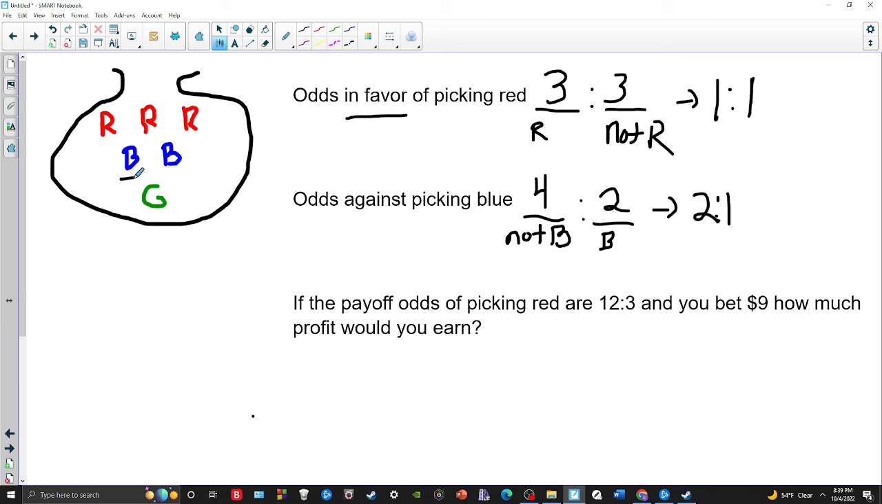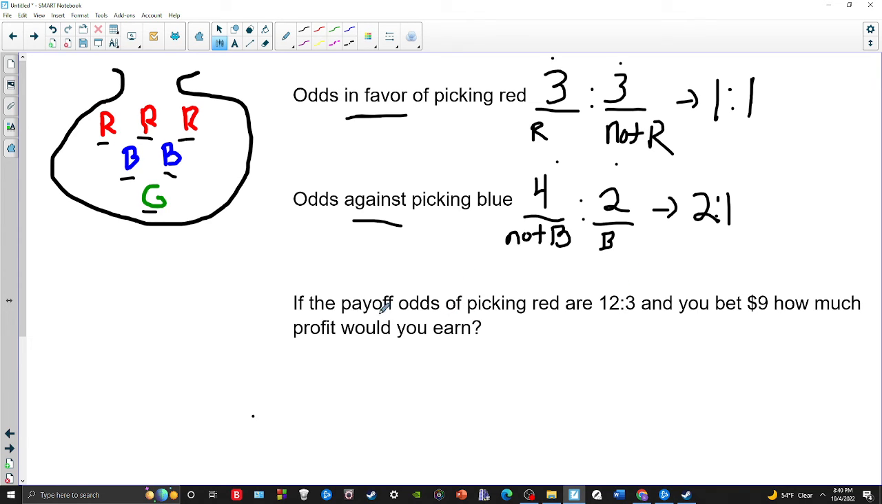So here's 1 way it could go right. Here are 2 ways it can go wrong. Here's the other way it can go right. Here are the other 2 ways it can go wrong. So for every 1 way there is to go right, there's 2 ways to go wrong, and that's what this is saying here. So odds in favor is ways it can go right, ways it can go wrong. Odds against is the opposite, ways it can go wrong, ways it can go right. The payoffs are the only ones that are a little bit trickier.